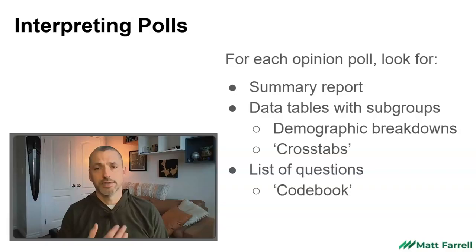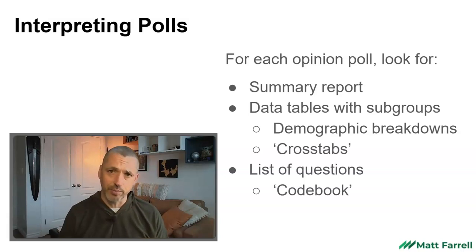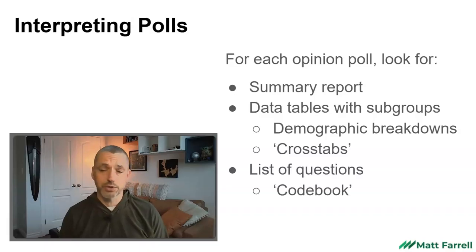Is there some kind of summary report? This is often geared towards the media or public consumption, describes a general description of the data. I also look to see whether there's more detail provided. Data tables with subgroups, so you can get an idea if there's different demographic breakdowns, maybe by province or by age group. These are sometimes called crosstabs.